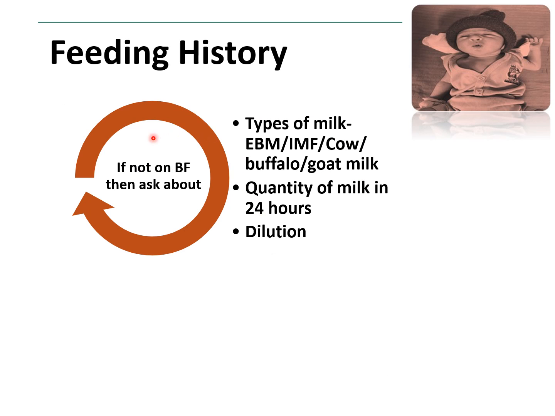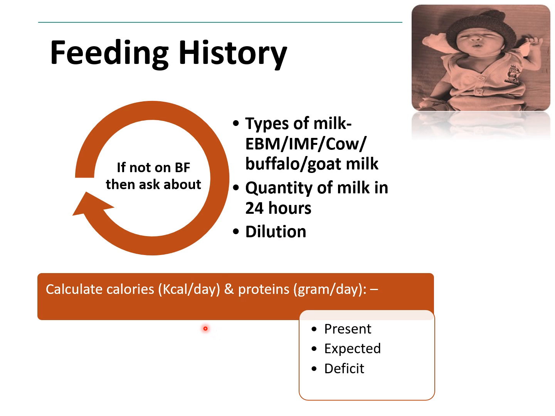If baby is not on breastfeeding, then you have to ask about type of milk mother is giving, either expressed breast milk or infant milk formula or cow, buffalo or goat milk. Then how much quantity of the milk giving in 24 hours. Then how much dilution. Sometimes mother is taking 100 ml cow milk and diluting with 100 ml water. So we will mention 1:1. So also mention the dilution. Then you have to calculate the calories and protein present, what is expected and how much deficit is there in feeding history.